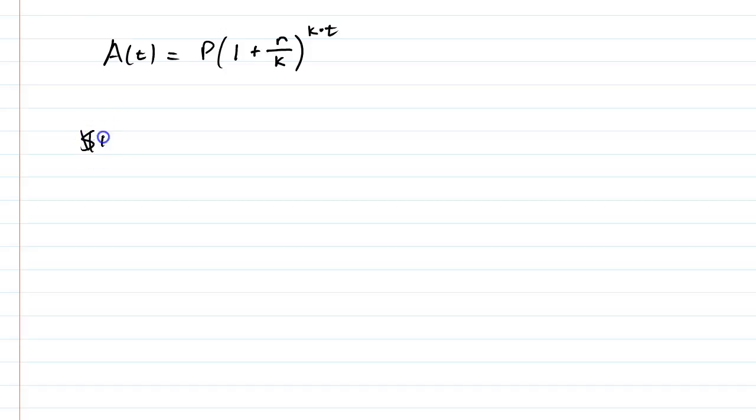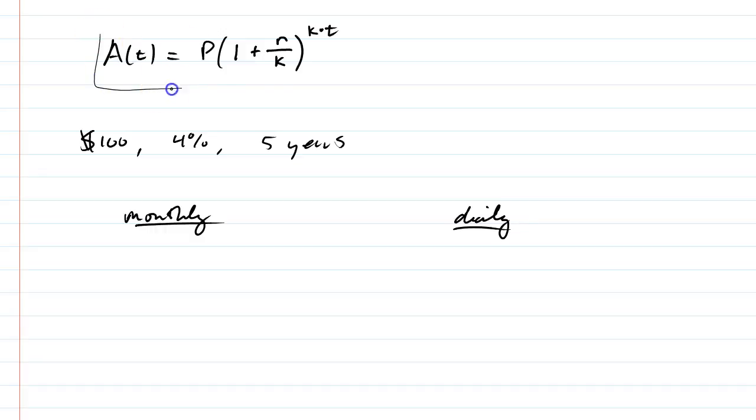So let's say that you're doing $100. You have a 4% interest rate over 5 years. There's a couple ways you could do this. We're going to figure it out for monthly, and then we'll figure it out daily. Now, just for your information, student loans are actually calculated daily. So when you look at your student loans, your bank will actually use this formula, but they're going to be doing it daily. So k is 365.